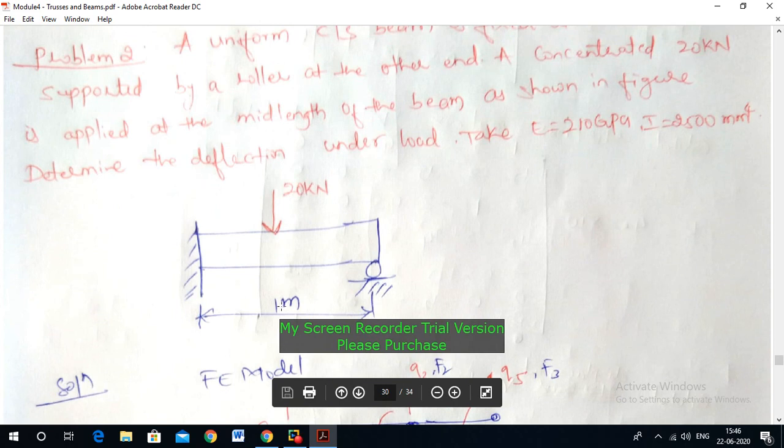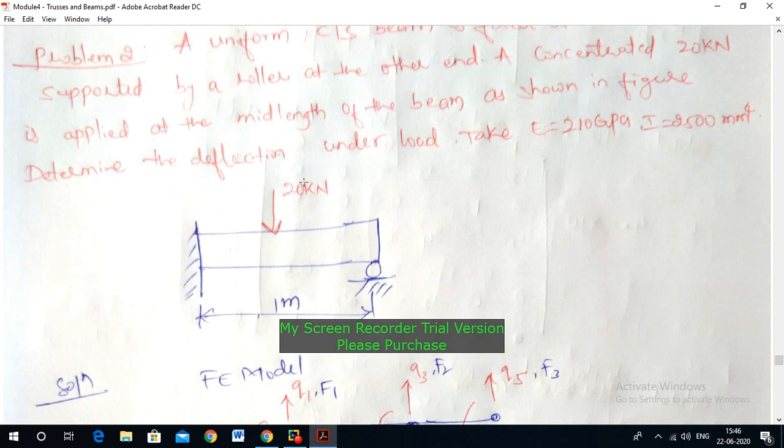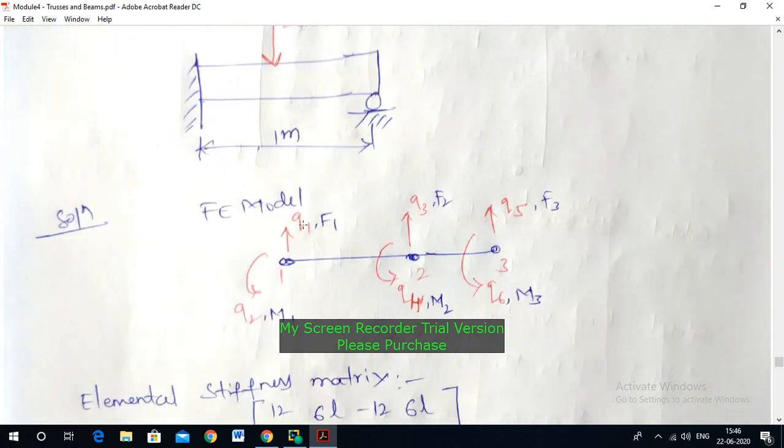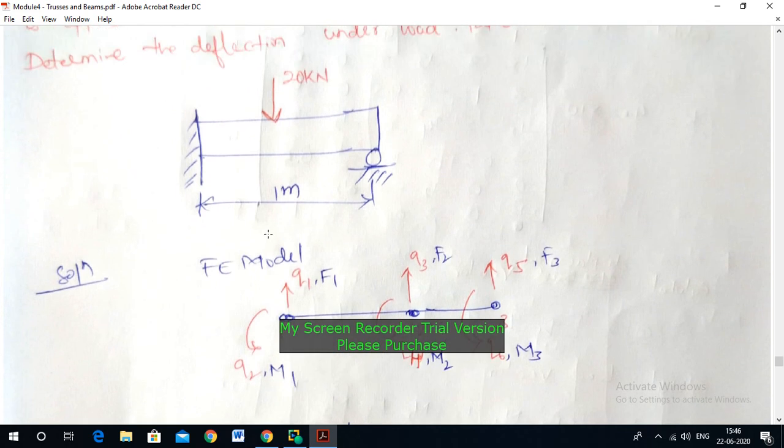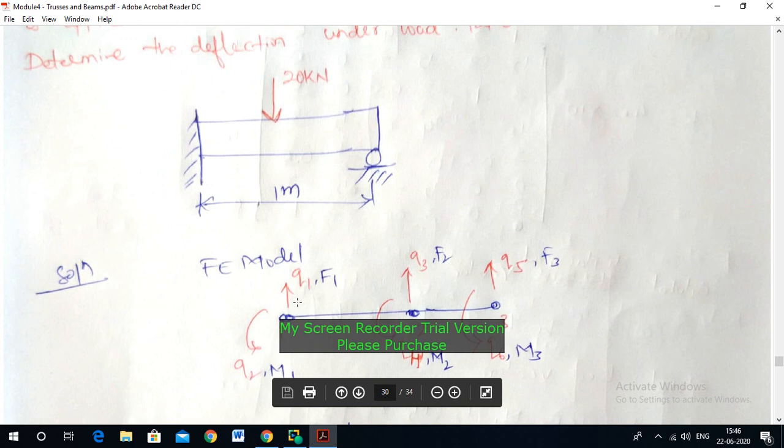At 0.5 meter length exactly from the fixed end, the concentrated load of magnitude 20 kilonewton is applied on the beam. Therefore, first the finite element model: discretize this beam element. After the discretization process, the beam consists of 3 nodes and 2 elements.